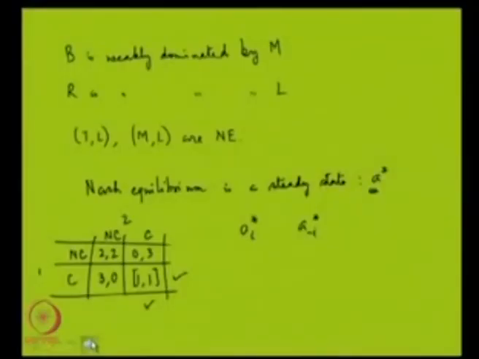Whereas in case of Nash equilibrium, we need this A star to be played for some period of time to justify that it is going to be played in future also. So this is one advantage. And related to this idea of strict dominance and weak dominance, there is another idea of rationalizability.